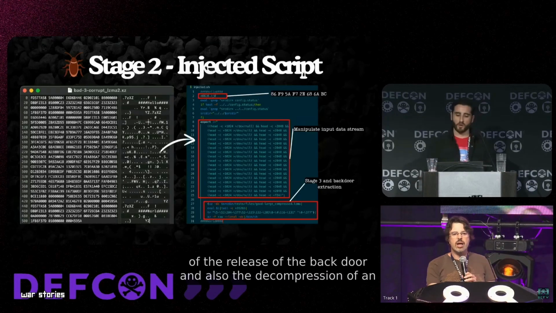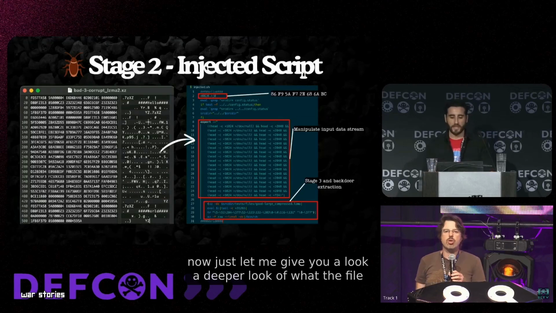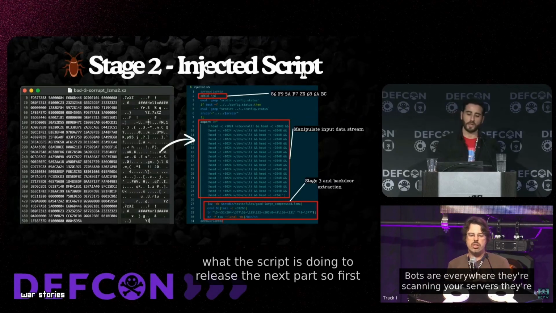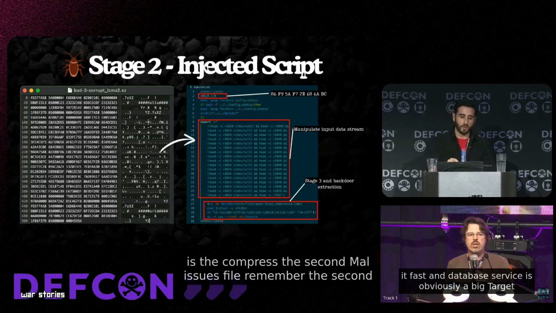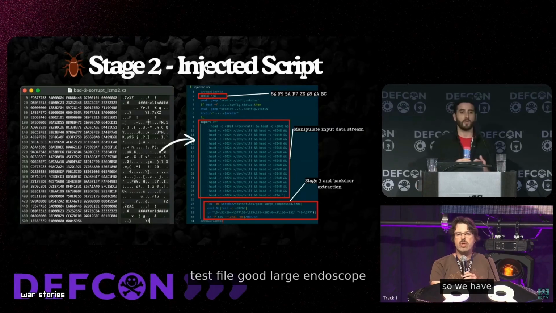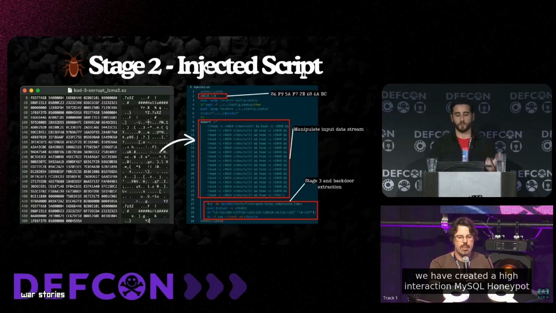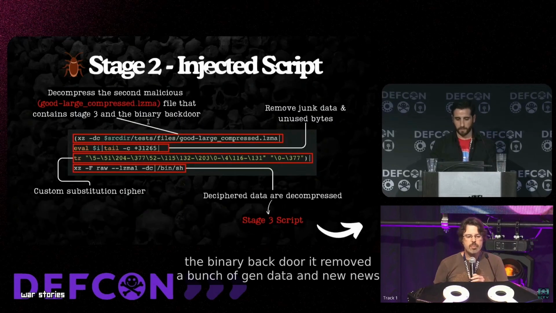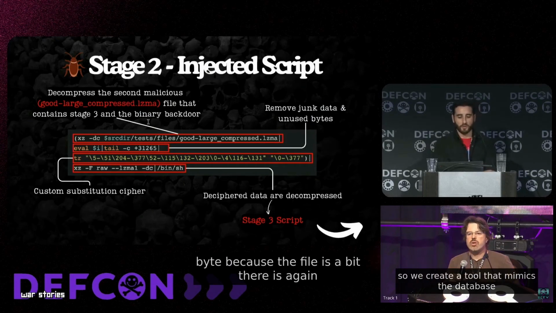Then we have a bunch of head commands which are used to manipulate the input data stream. And at the end, we have the stage 3 and backdoor extraction, because in the bad-3 corrupt LZMA and the second file, the good-large compressed LZMA, there is the next part of the release of the backdoor and also the decompression of an object. I will come to it later. Just let me give you a deeper look at what the script is doing.